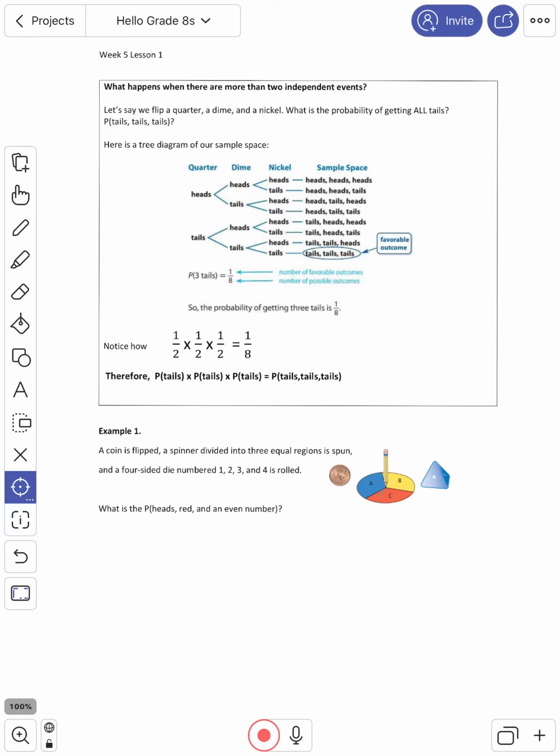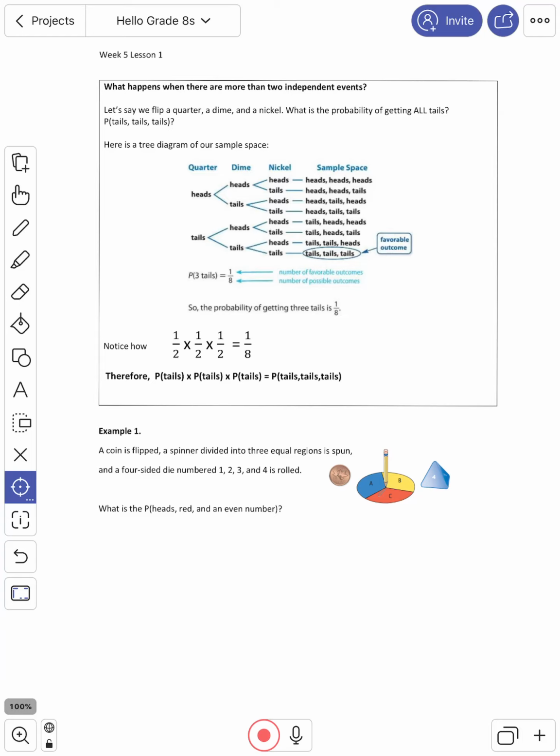If we were to do this using a tree diagram, I have one right here so that you don't have to draw one. If you use a tree diagram, it looks like out of 8 possible outcomes, our favorable outcome, tail, tail, tail, is 1 out of that 8. So our probability of getting 3 tails is 1/8.